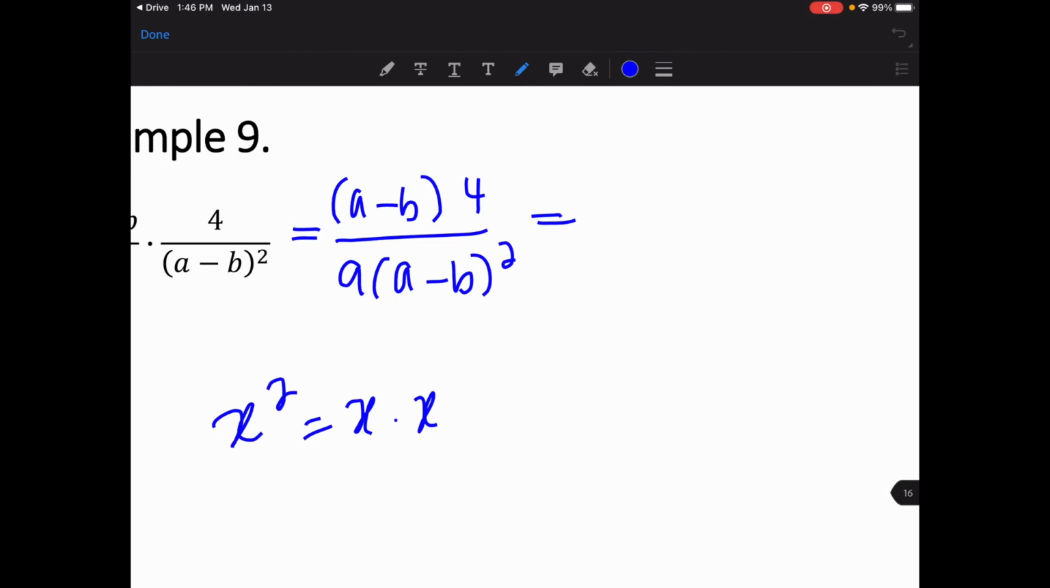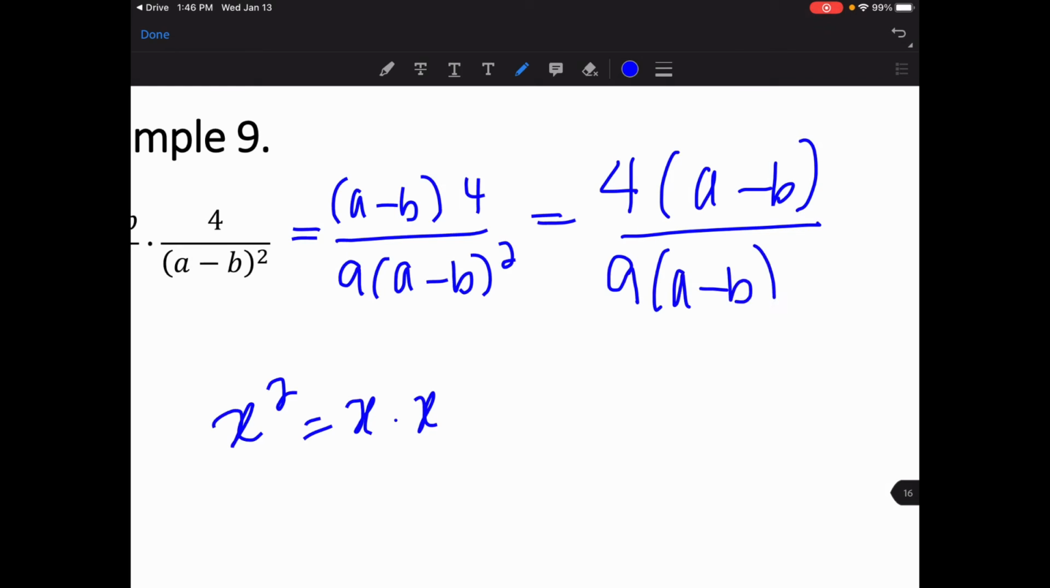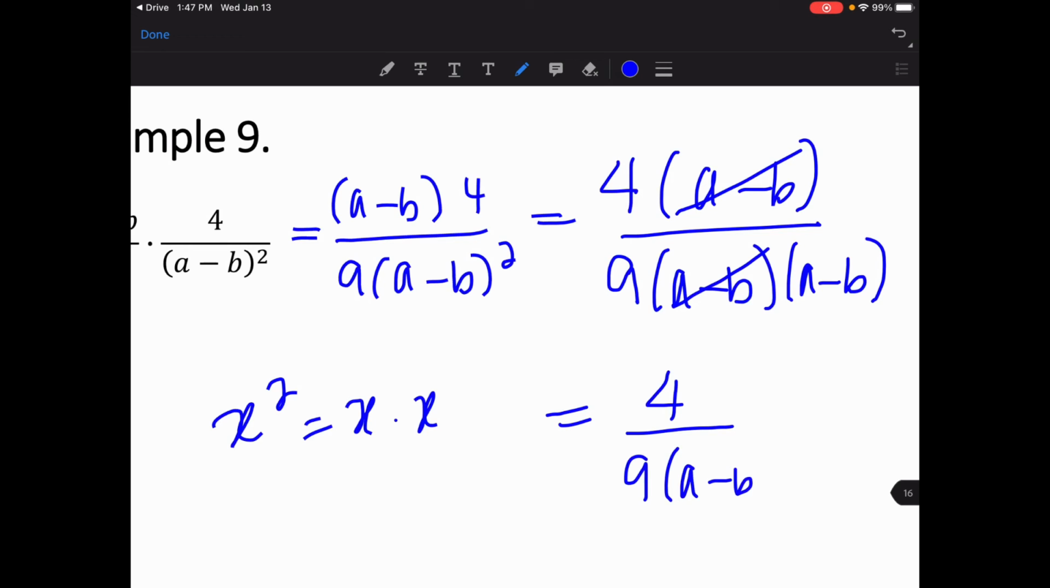Same thing here. When you have a minus b squared, that means you have a minus b 2 times. So we're going to say this is 4 again. I'm going to write my number first, times a minus b all over 9 times a minus b times a minus b, because the square means I have 2 of them. Then looking at this, I have a minus b in my numerator and denominator. I'm going to cancel that out. Therefore, I'm left with 4 over 9 times a minus b. Again, you can leave your answer as this, or you can distribute the 9 if you want to.